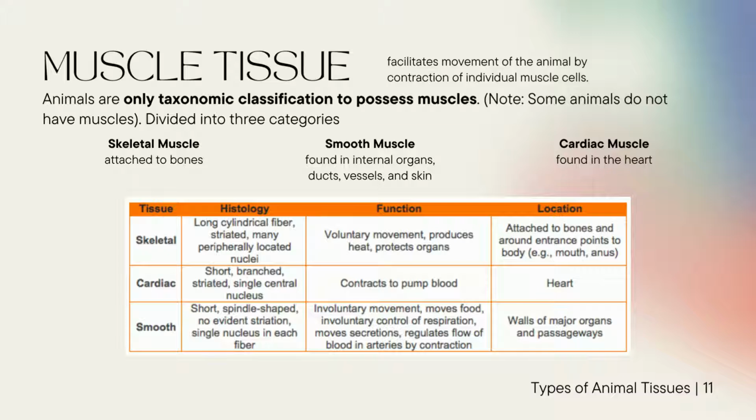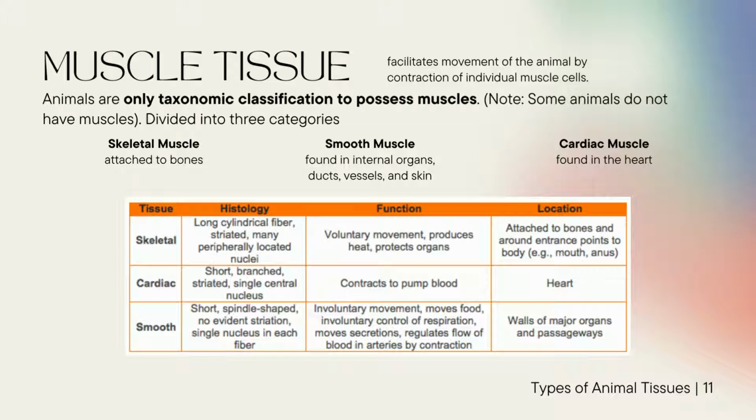So note, some animals do not have muscles. For example, the sea anemone, Cnidaria, does not have any muscle, and they depend on other structures of movement in order to carry out locomotion. I'm sorry, Cnidaria is a phylum, not a class. So muscle tissue can be divided into three categories: skeletal muscle, smooth muscle, and cardiac muscle.